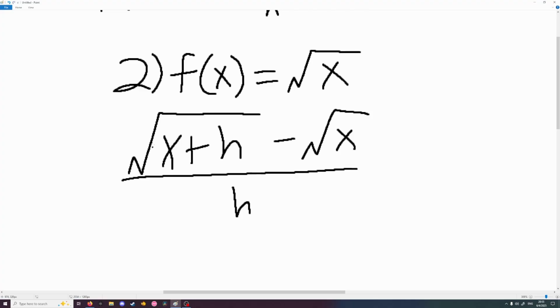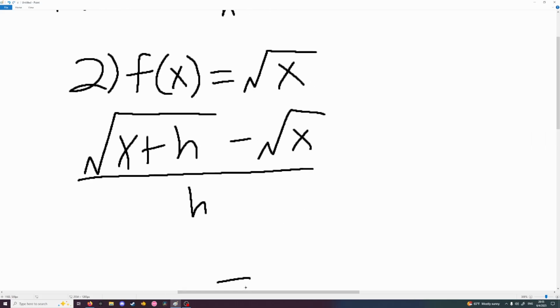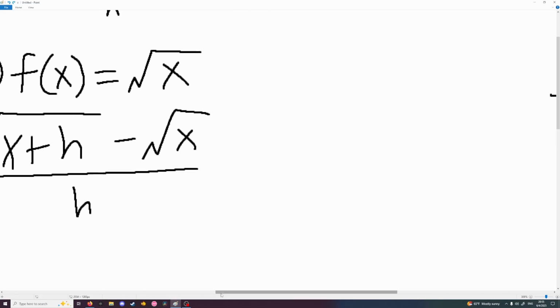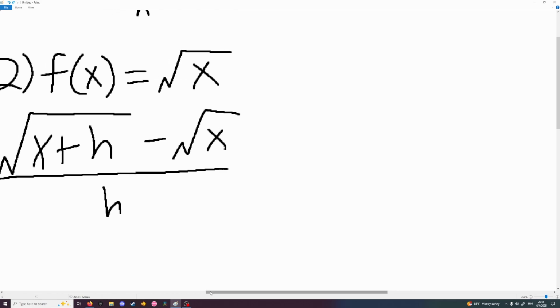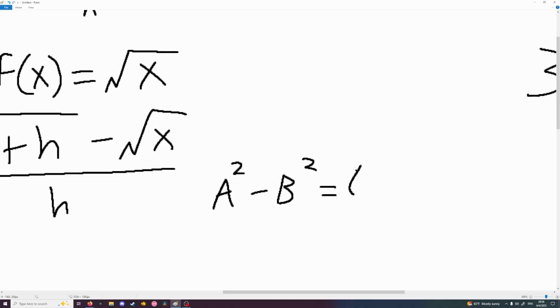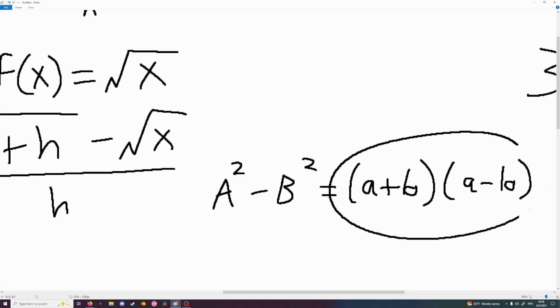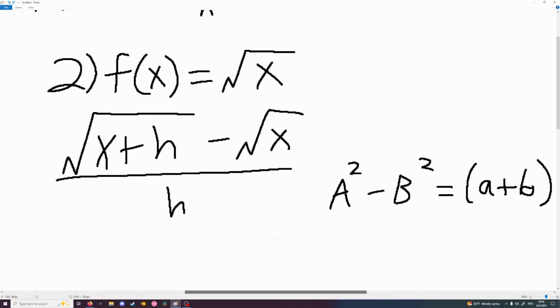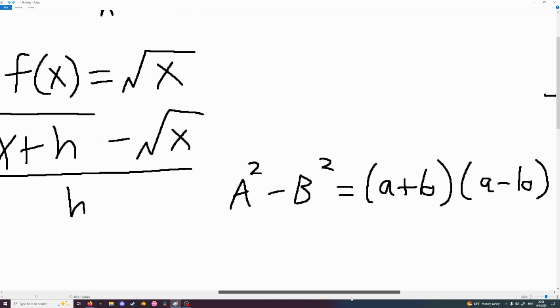Okay. So to get rid of these square roots, we're going to use the difference of squares. The difference of squares pretty much states a squared minus b squared is equal to parentheses a plus b and then a minus b. So we're not going to find the conjugate, we're going to use the conjugate.